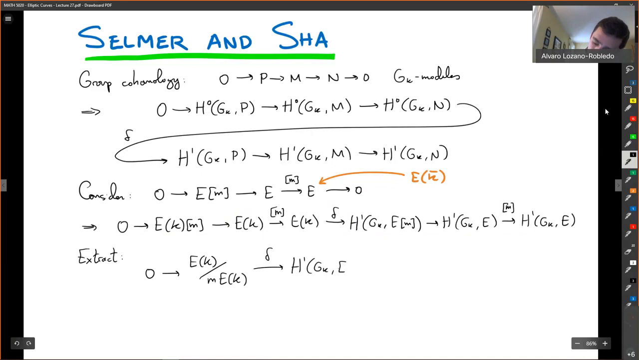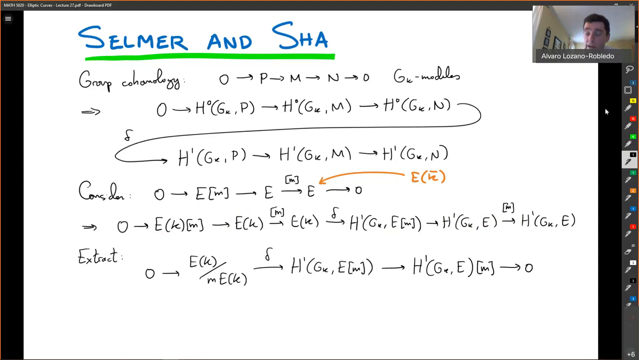And I can actually compute what is the cokernel of that map, because what is in the next step? What is the image of this map? Well, the image of delta is the kernel of the next one. The kernel of the multiplication by M will be the M torsion of this one. So then what I get is that if I map into the kernel of the next one, then I'm mapping it to the image of the previous one, and I get an exact sequence.